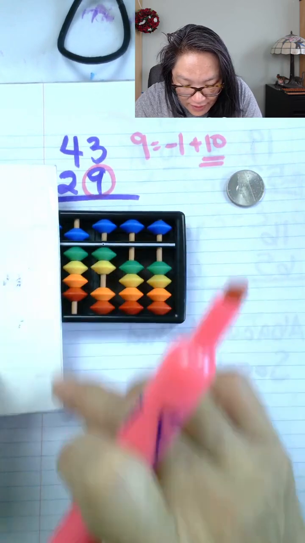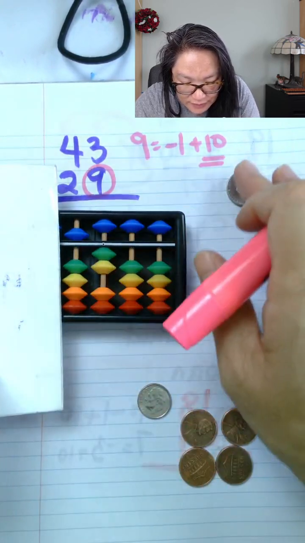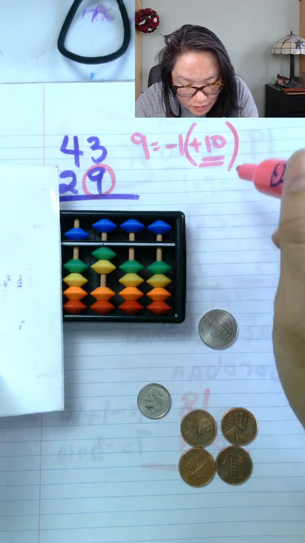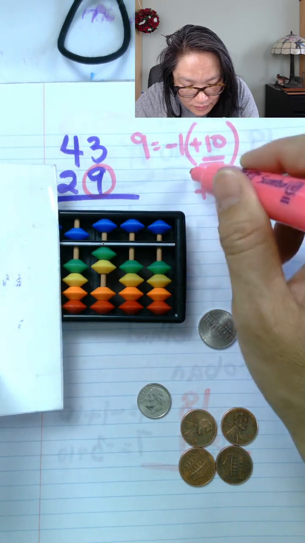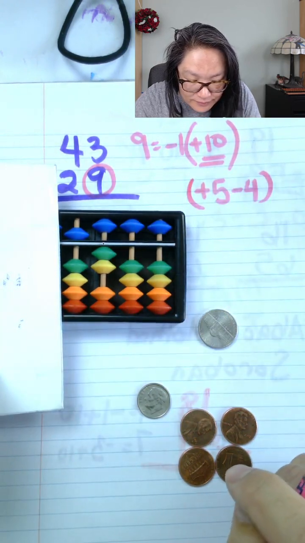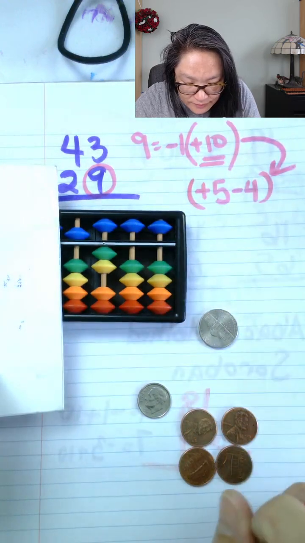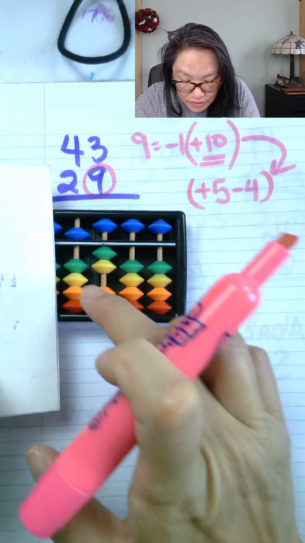So we add the 5. We take away the 4. So what did we just do? This is what I call two-step. Plus the 5 minus 4. So this goes to here. And then what do we do? We add the 2. Add the 2.